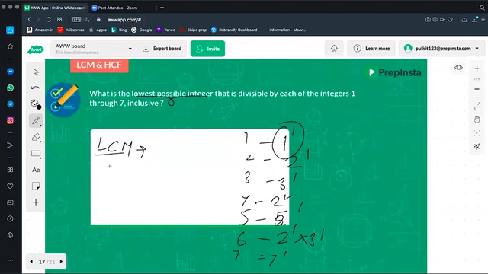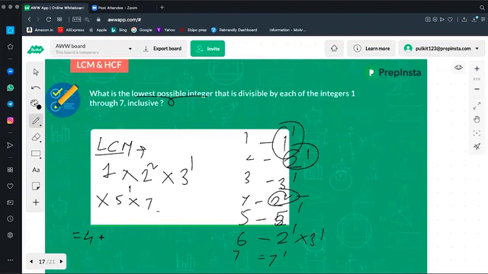Talking about 1, we have to take 1. For 2, the maximum power is 2 square. For 3, it is 3 to the power 1. For 4, we have already taken 2 square. For 5, it is 5 to the power 1. And then 7. The answer is 4 into 3 into 5 into 7. Yes. So what is the answer, guys? 420.